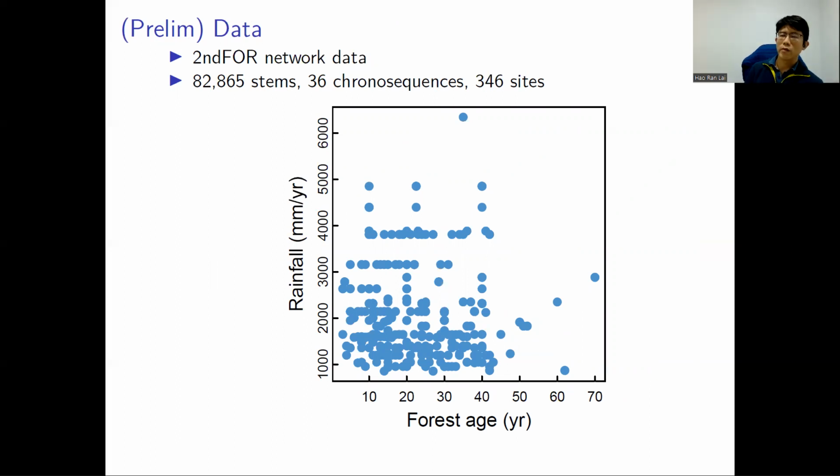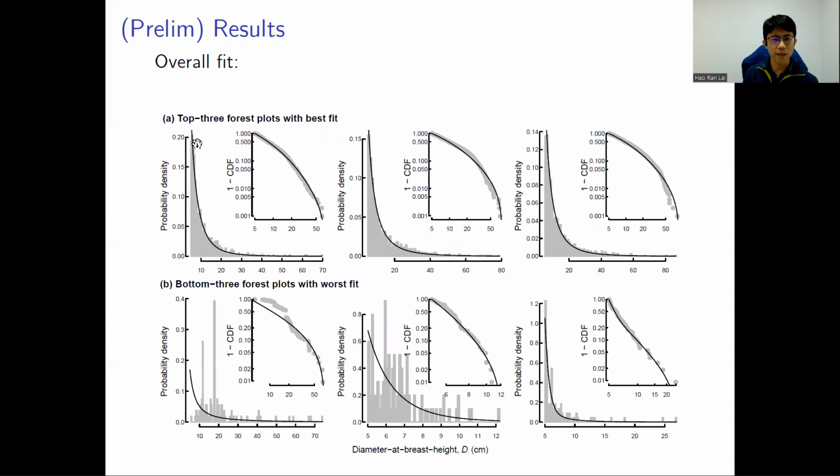We want to take it with a grain of salt because we're still improving the model, which may change the effect size. But we want to show you what we expect to see out of this model. Before that, we will look at some fits, the good fits and the bad fits. Each of the panels is a forest plot. The top panels are the good fit. Each panel is basically a probability density function overlay on a histogram of diameter. In the insets, we have the log-log scale cumulative distribution function that most previous studies like to look at.